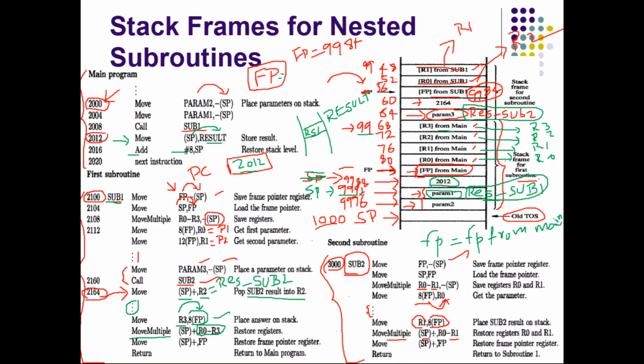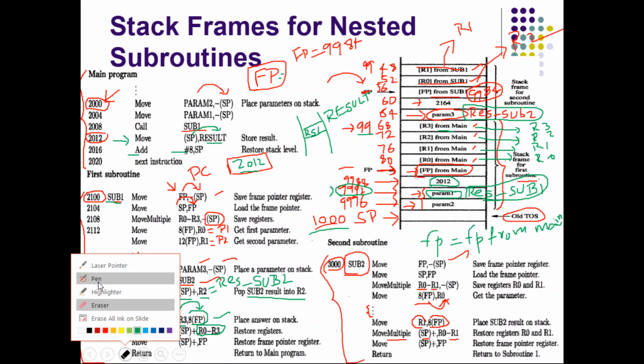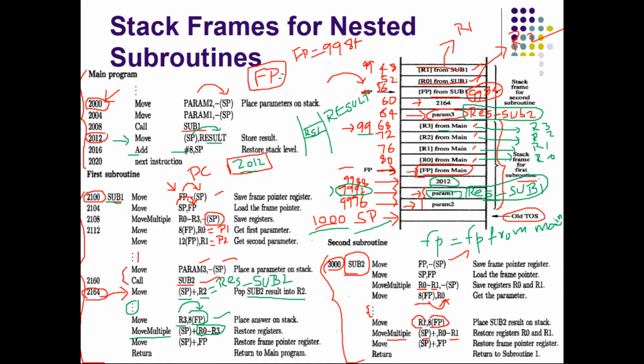999 to this, if you add 8, it will become 1000. So finally the stack pointer will point to 1000. Before starting the main program, if you recollect, the stack pointer was pointing to 1000. Once all the returns are executed, the stack pointer should come back to that same location. Then it means that everything is going fine, right?